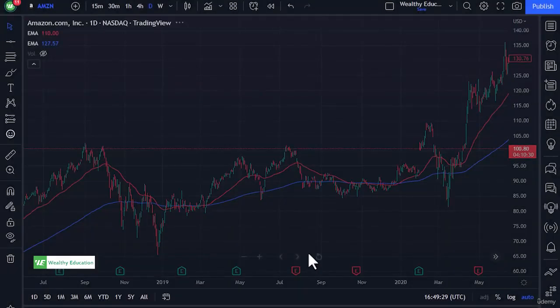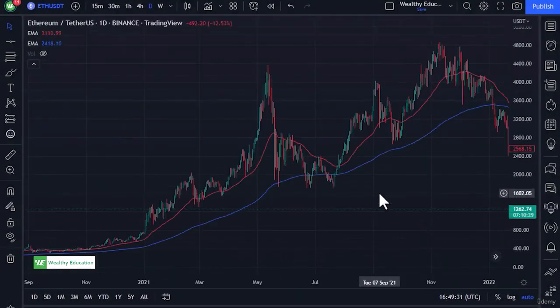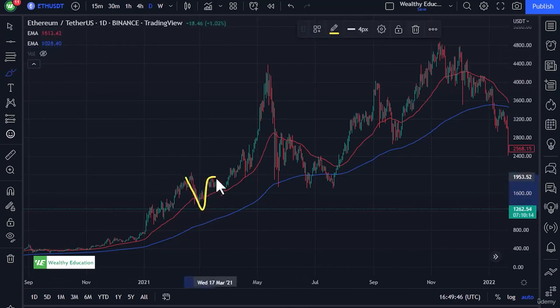Now for crypto, you won't have as many examples just because crypto hasn't been around as long, but you can make an argument for that in Ethereum. And notice that it's right on top of support. So once we break above that, we take off. Go ahead and mark that. I am zoomed out. It's a little easier to see on the higher time frames like this. But you can see that's what we've got there.